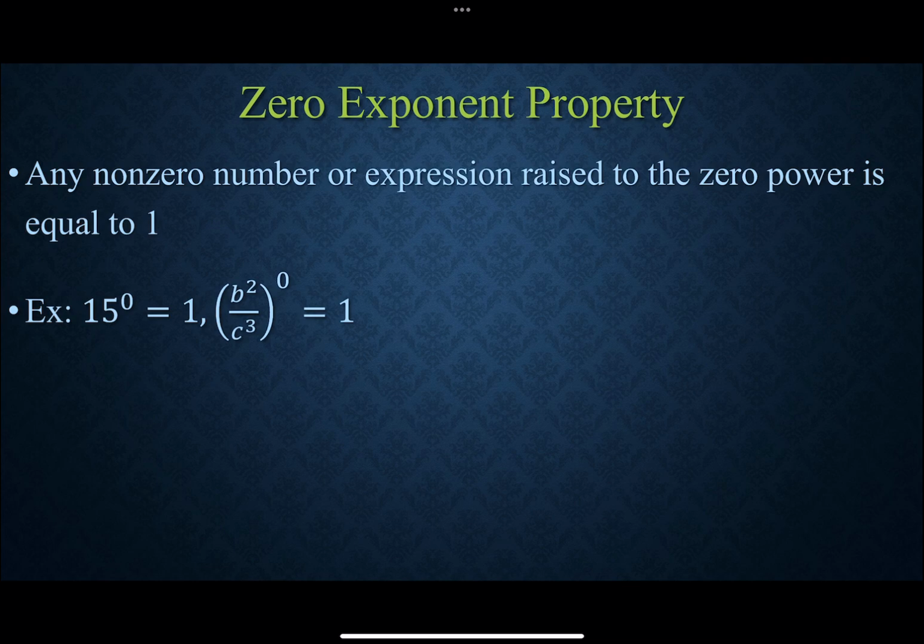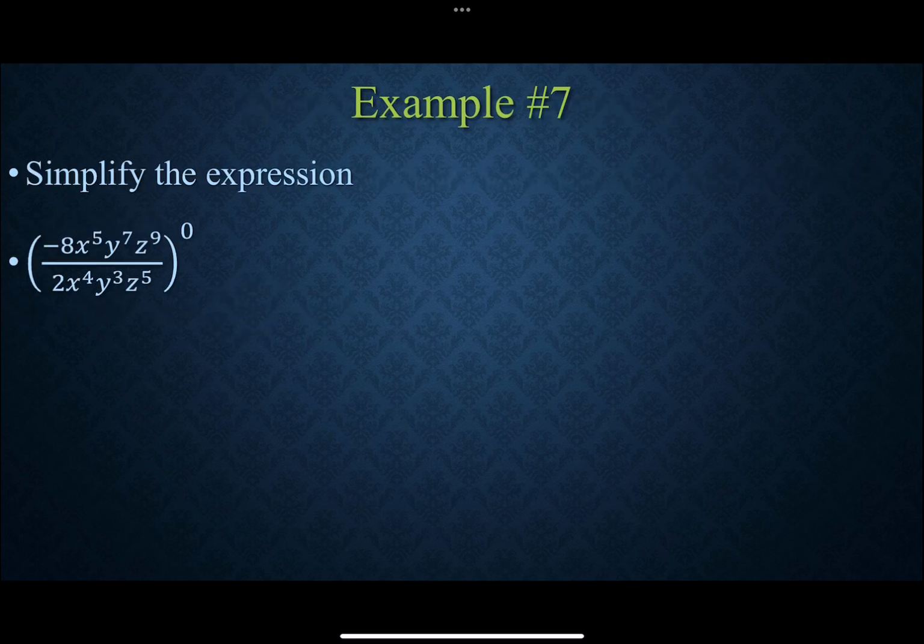Now, if the number is being raised to the 0 power, as long as it's a non-zero number, then the answer is always going to be 1. So 15 to the 0 is 1. B squared over C cubed to the 0 is still 1. So this whole big mess right here, because it's being raised to the 0 power, is just quite simply 1. And that's it.